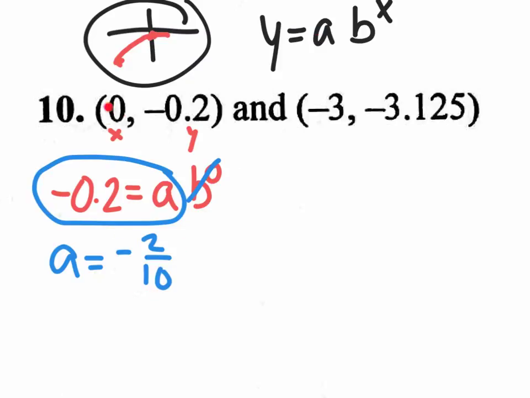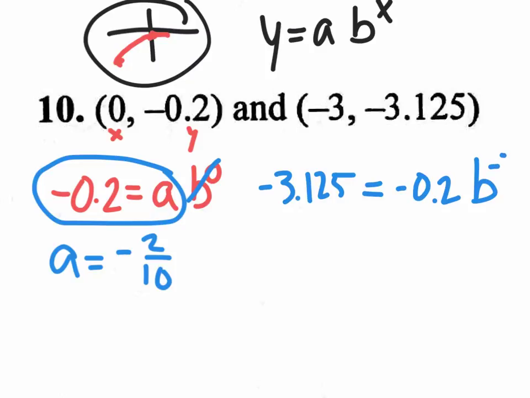Now, we already used this x and this y, so now let's jump to this x and this y and plug in the x and the y, and we already know the a, so we could find b. So instead of y, I'm going to write negative 3.125, and equals, instead of a, I could write down negative 0.2 or negative 2/10, whatever you guys want. You guys want to keep it a decimal? Yes. Okay. Negative 0.2, and then times b to the x power. What's the x power? Negative 3 in this case. All right. So now let's solve this thing.